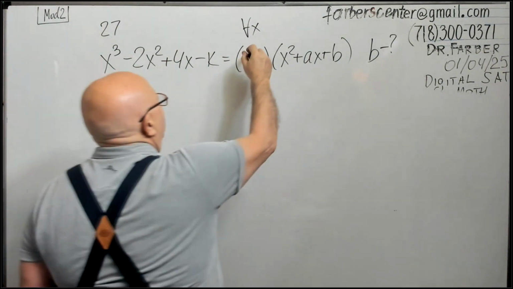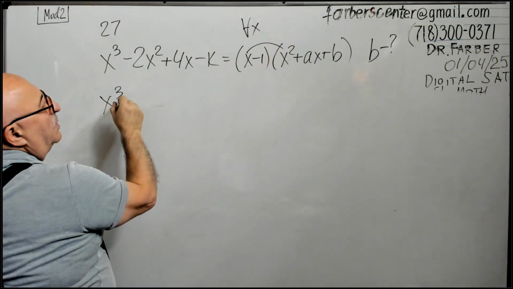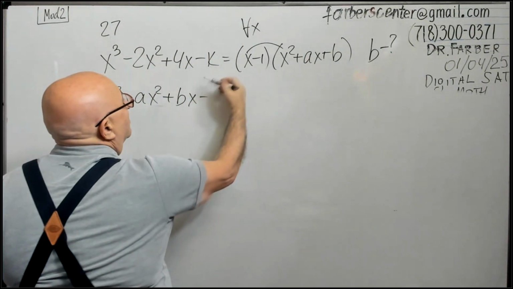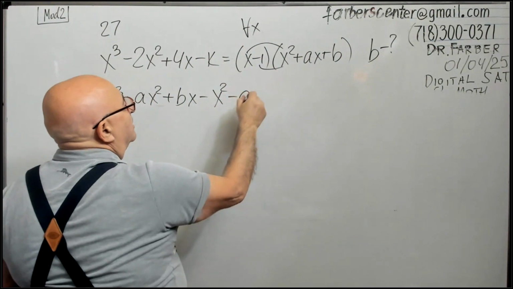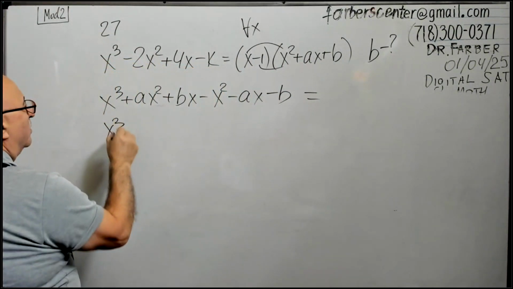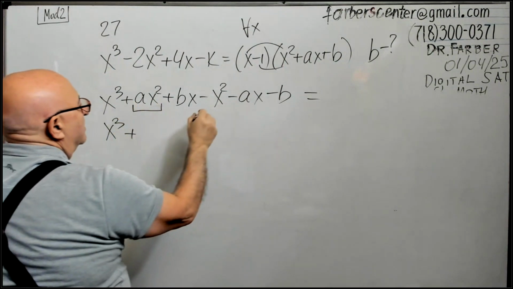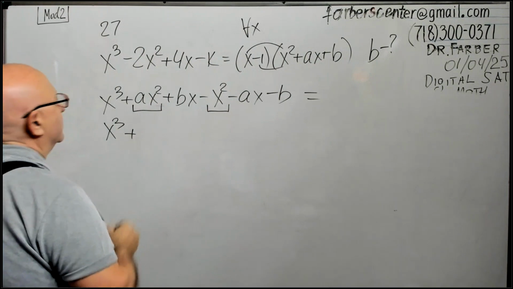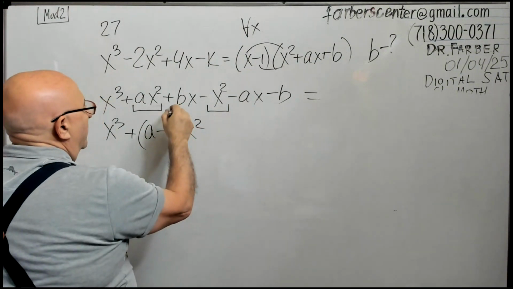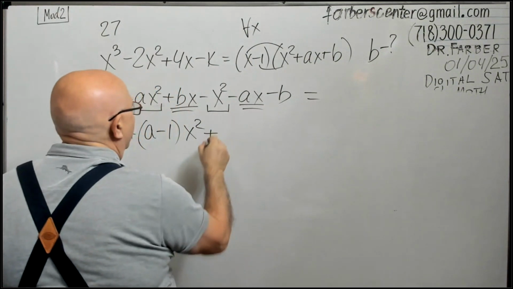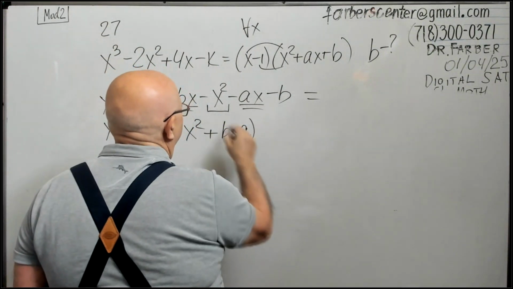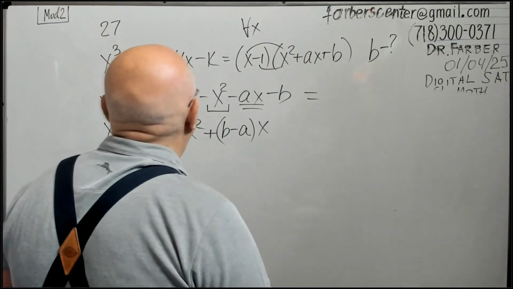Use the distributive identity equation. You have x cubed plus ax squared plus bx minus x squared minus ax and minus b, or combine: x cubed plus the term with x to the second, a minus 1 times x squared, combine this, plus b minus a times x, minus b.